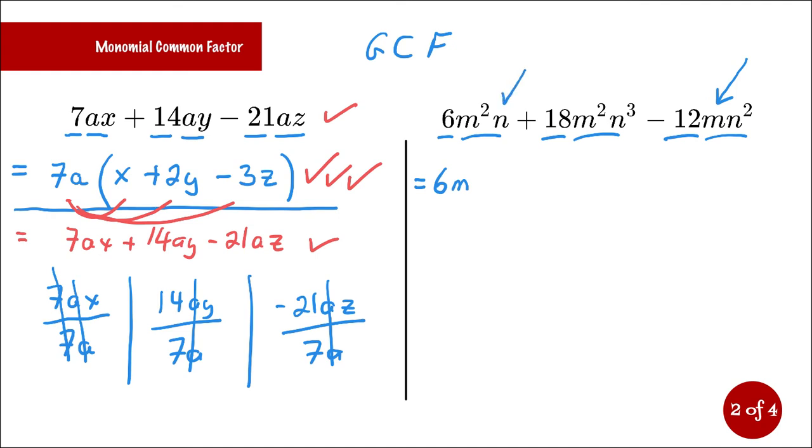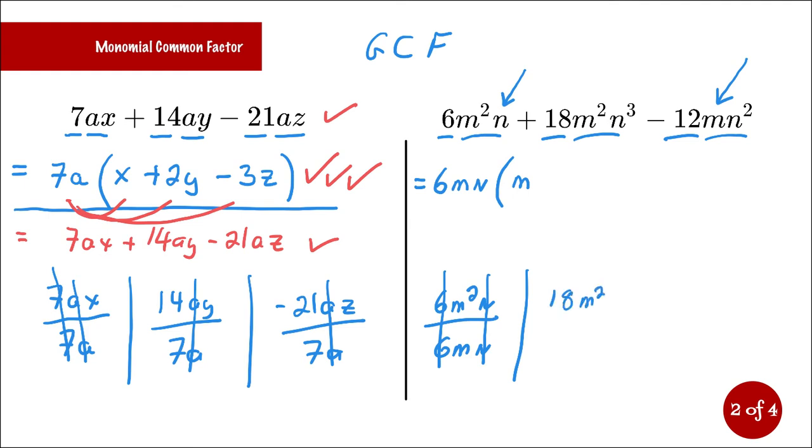Turning our attention to n, there's only one n in the first term, so it too is the greatest common n variable of all 3 terms. Each line of math must equal the line above it, so I'm going to do the same process. I'm going to divide the original by the greatest common factor. 6's cancel out, n's cancel out, and I'm left with m, because m squared divided by m is 1m. Do the same thing now for the next 2 terms.